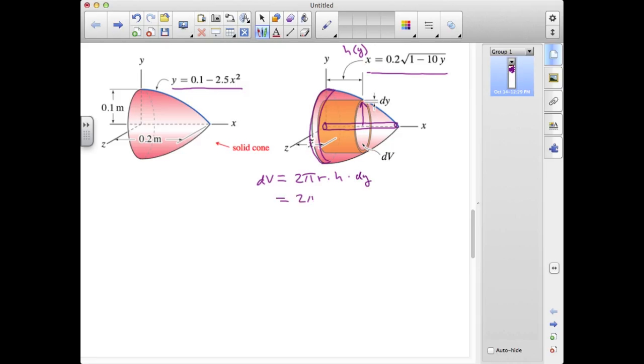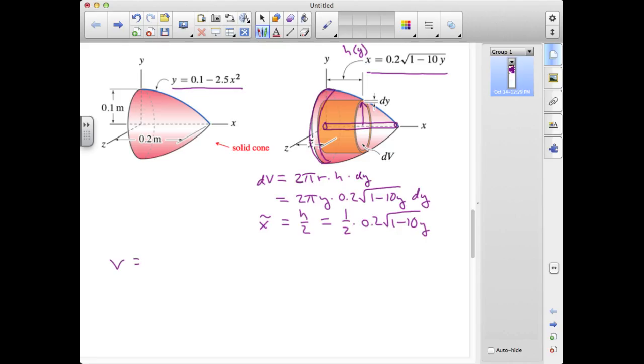This is going to be 2 pi times y here, so this is going to be 0.2 root 1 minus 10y times dy. And our x tilde is the center of the differential element, and now that's just going to be the center of that cylindrical shell, which is half the height, h over 2. So that's going to be 1/2 times 0.2 root 1 minus 10y. So the parameters here are a little bit more complicated than we had for the disk element. So now let's see what that means in terms of evaluating the integrals.